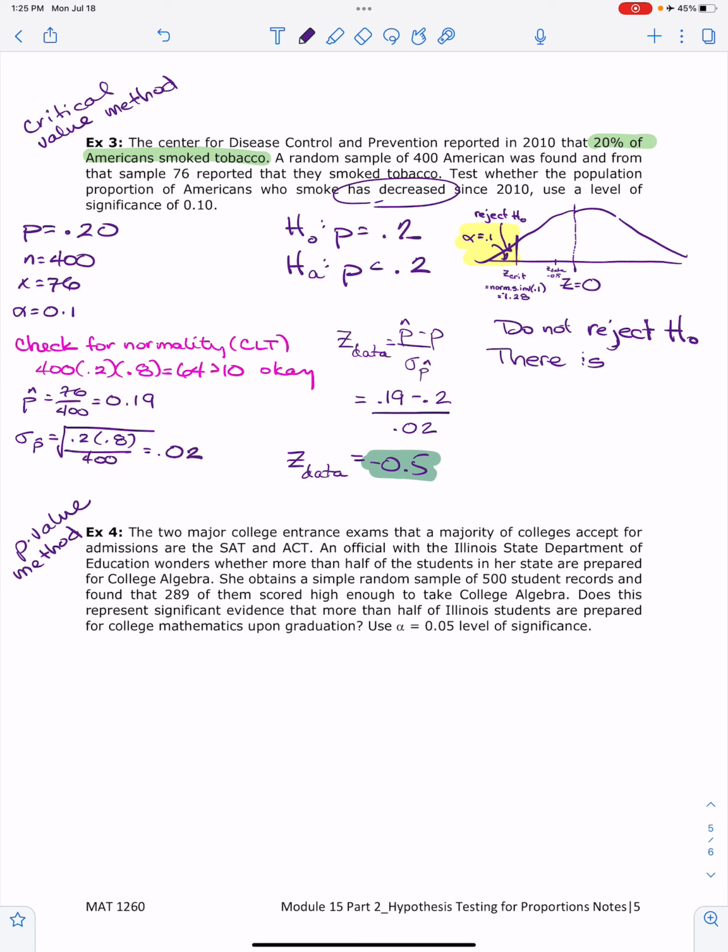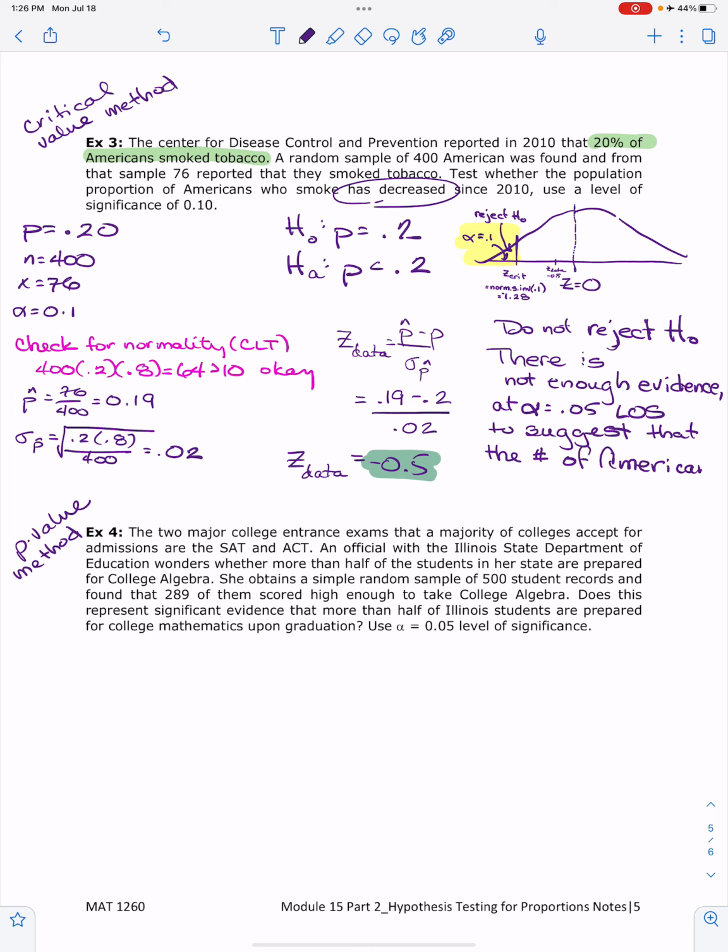There is not enough evidence at the alpha equals 0.05 level of significance to suggest or support that the number of Americans that smoke is less than 20% or has decreased.